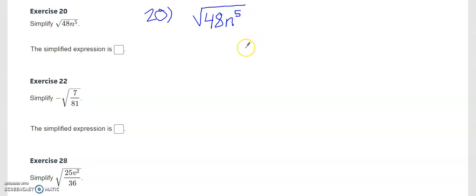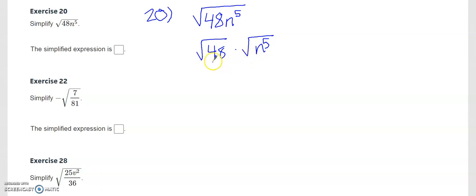Okay, now let's think about this. First of all, there's multiplication going on between 48 and n to the fifth. So we know that we can use the product property of square roots, because this is a square root without anything else here. So I can already write this as the square root of 48 times the square root of n to the fifth. Now, if I were showing work on my own, I would probably do two steps in one here, but this is just showing you first. Let's break this apart into two factors based on the product property of square roots.